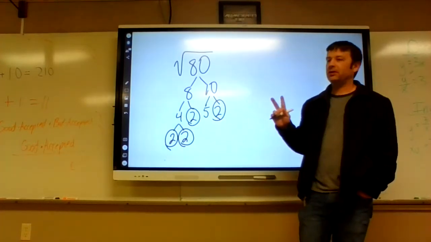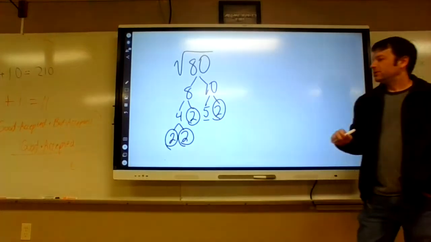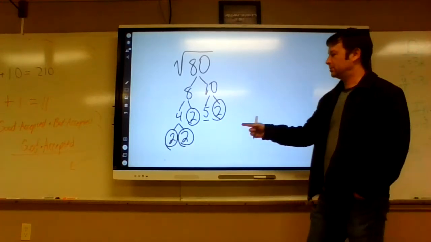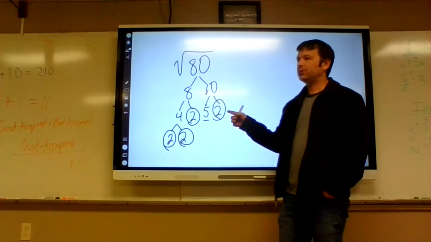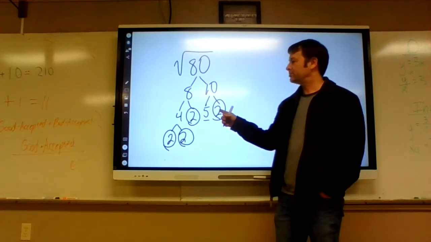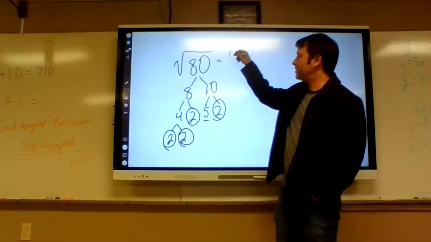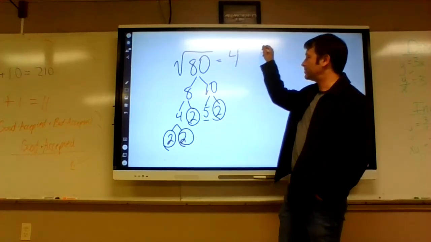So 2 times 2 times 2 times 2 times 5, which is 2 to the fourth times 5. So there's 2 double 2s. What am I taking out? I'm taking out 2 times 2, because remember, all these things are multiplied. So what comes out is 4, and what's left behind is 5.